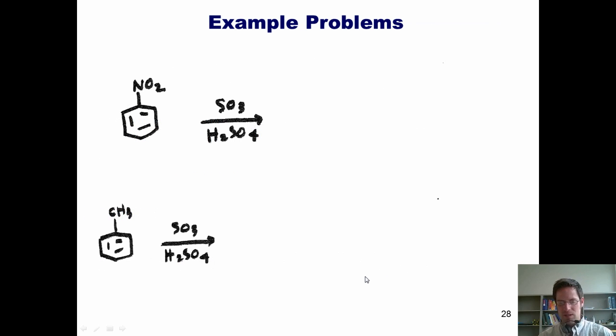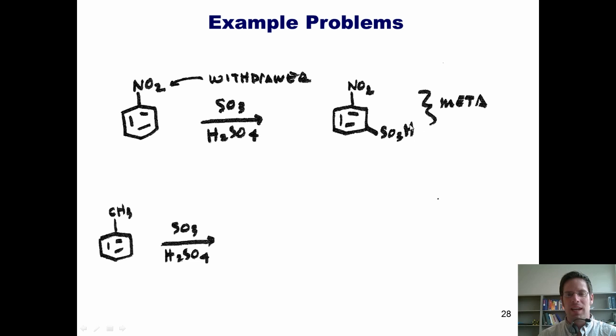And now we arrive at some examples. Let's take a look at this. I've got a nitro-substituted benzene. I'm doing a sulfonation on it. Where does the SO3 end up? Well, I have to ask myself, this NO2, is it a donor or is it a withdrawer? Now, of course, if I look at it closely, I'll recognize that it is a withdrawer. The nitrogen's double bonded to an oxygen on one side and single bonded to an oxygen on the other. Thus, it's going to put my sulfonic acid group meta relative to the NO2.